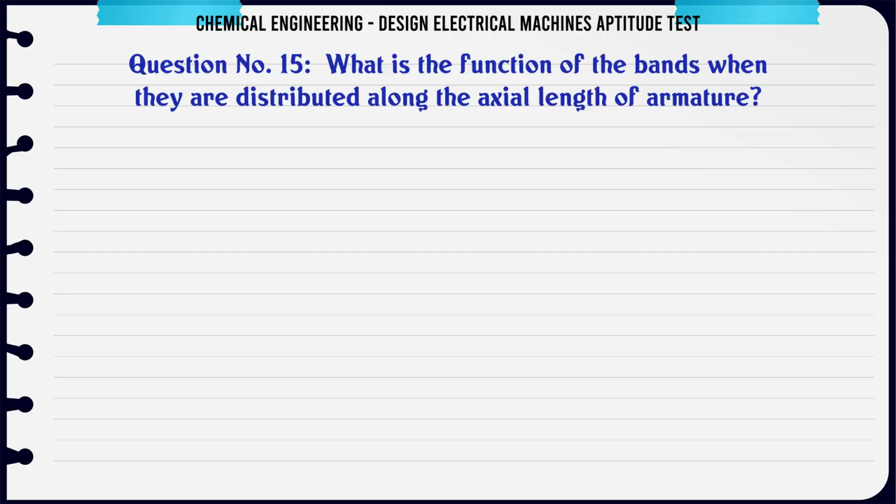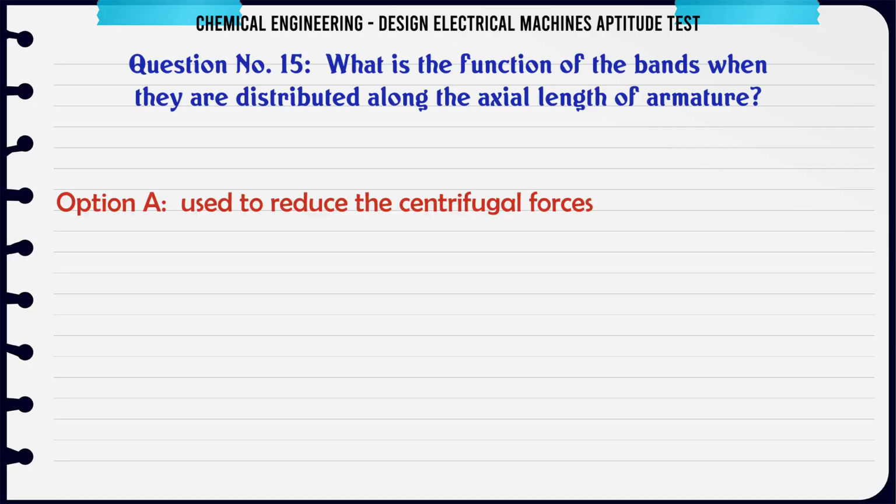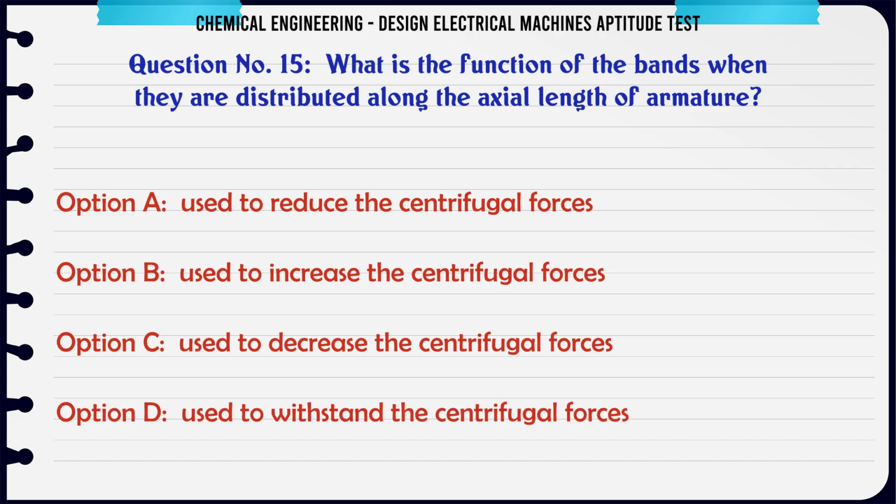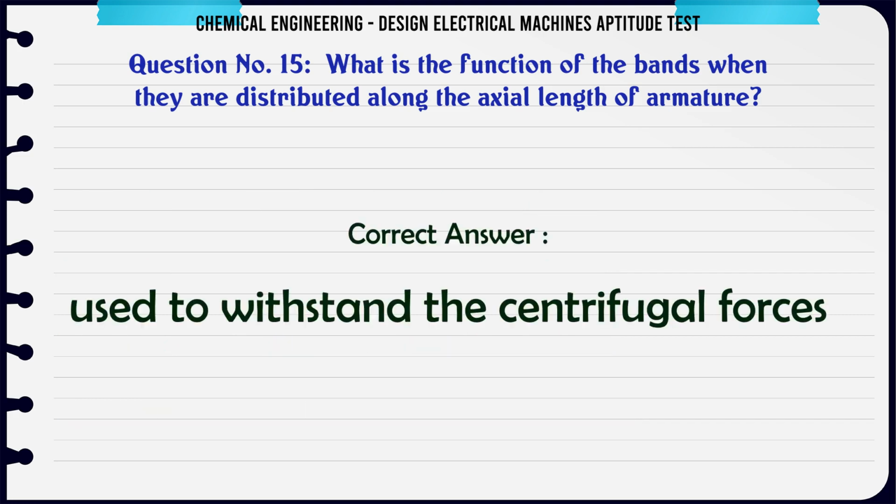What is the function of the bands when they are distributed along the axial length of armature? A. Used to reduce the centrifugal forces. B. Used to increase the centrifugal forces. C. Used to decrease the centrifugal forces. D. Used to withstand the centrifugal forces. The correct answer is used to withstand the centrifugal forces.